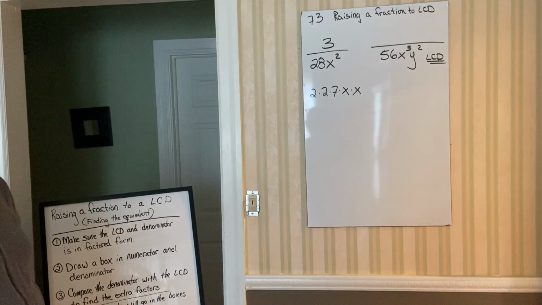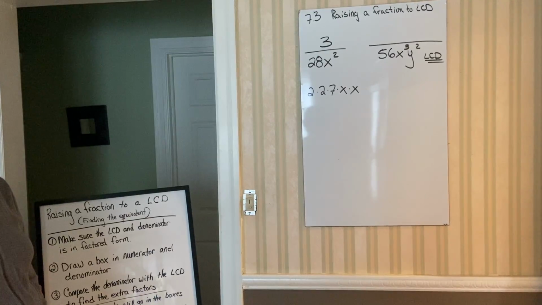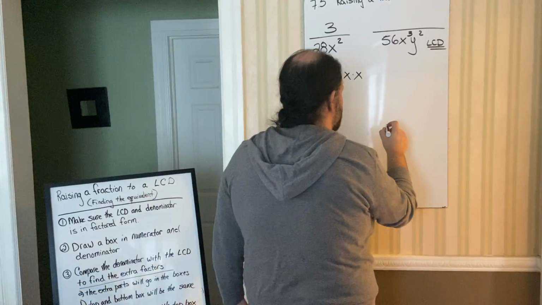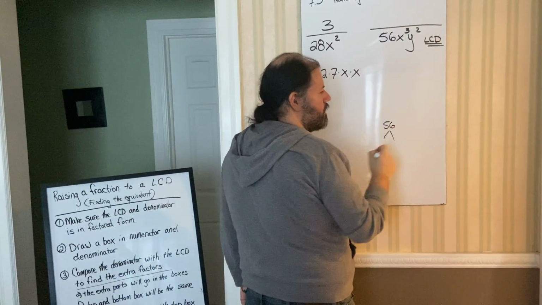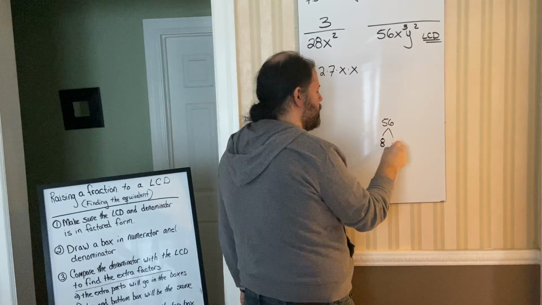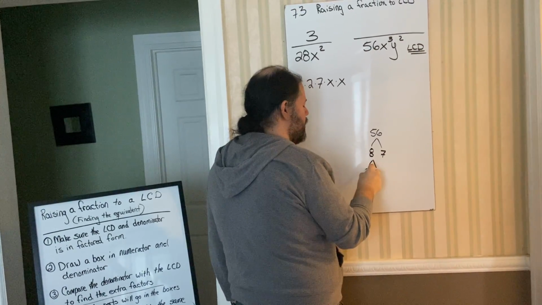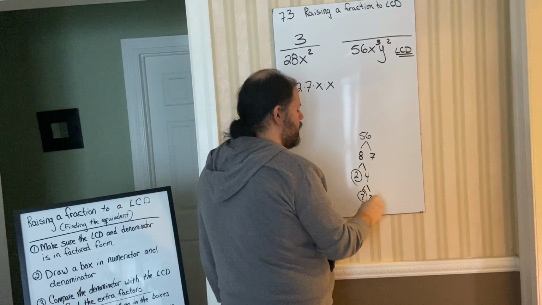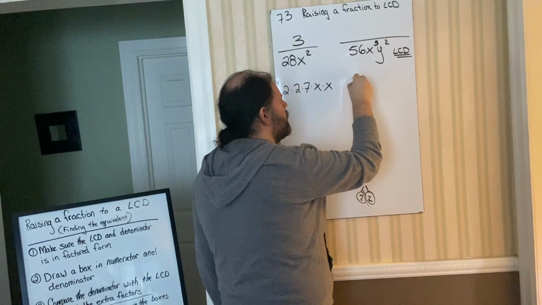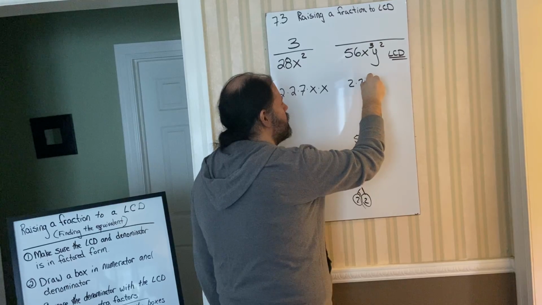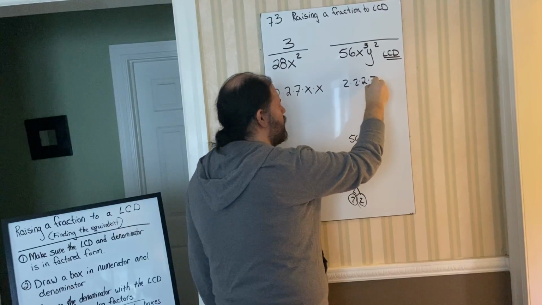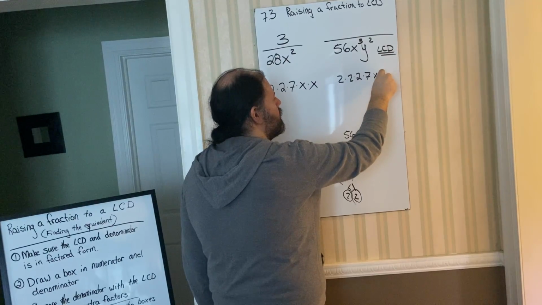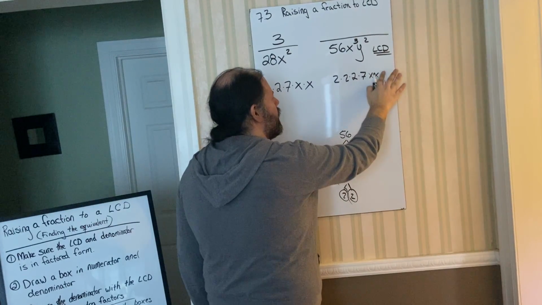Let's break down 56x cubed y squared. Maybe 56 might be a little harder for you. So if you need to do a real tree diagram, 8 times 7 maybe, and then 8 is 2 times 4, and 2 and 2. So hopefully you know that 56 is 2 times 2 times 2 times 7, remember 3 2's and a 7, and then 3 x's, and then 2 y's.